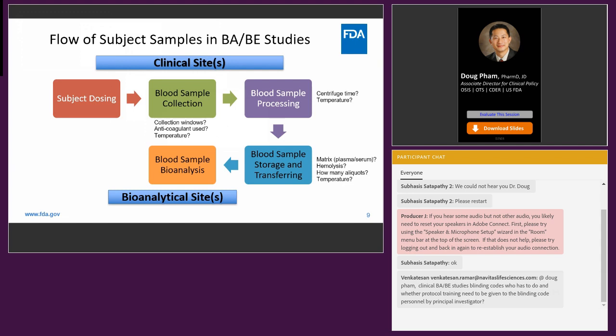The depiction here is to help delineate the flow of subject samples, especially the contrast between the clinical and the analytical areas. While there may be some crossover between the two, we typically are looking for dosing, sample collection, and processing documentation when inspecting a clinical site, and not really any information as it relates to blood sample bioanalysis.